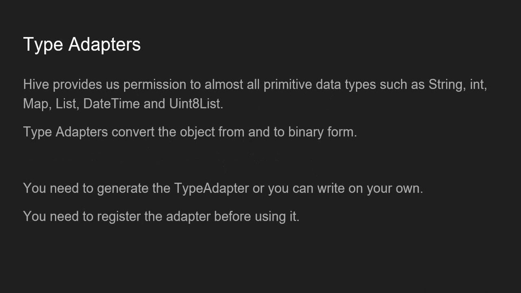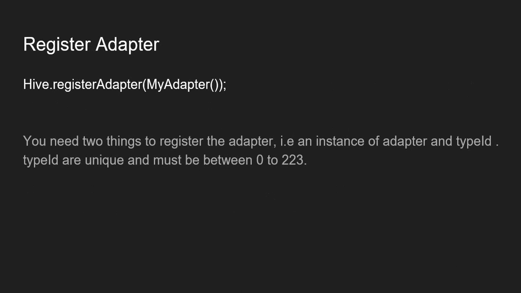And type adapters. All types of data types are almost accepted by Hive. And the type adapters convert the object form into binary form. And before using Hive, we need to register them, and we can generate them or write them on our own. To register that, we use our Hive adapter, and it is very simple to register. You can see Hive.registerAdapter, and my adapter is the adapter name.